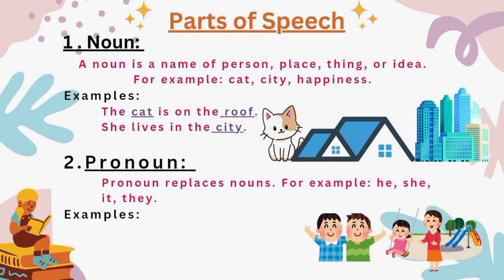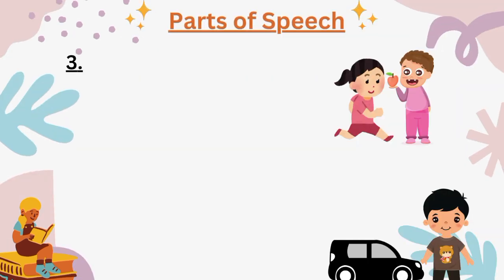Now let's move on to pronouns. A pronoun is a word that replaces a noun to avoid repeating it over and over. Pronouns help make sentences less repetitive and more fluid. For example, he is my friend, they are going to the park. In these sentences, he, my and they are pronouns. Why are they pronouns? Because they replace the noun.